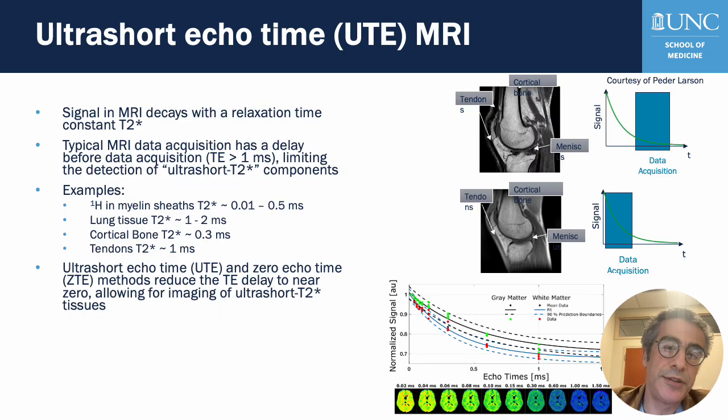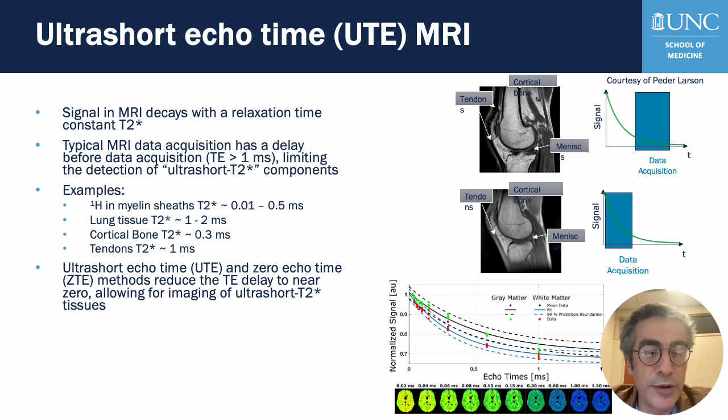What we know from the literature is that these background signals usually have very short T2s, T2 stars. That makes the relaxation time decay constant very fast in the magnetic field. In order to get this important information from fast decaying signals, conventional acquisition methods are not sensitive and cannot detect these ultra-short T2 star decaying signals. These signals can be found in myelin sheaths, lung tissue, cortical bones, and tendons.